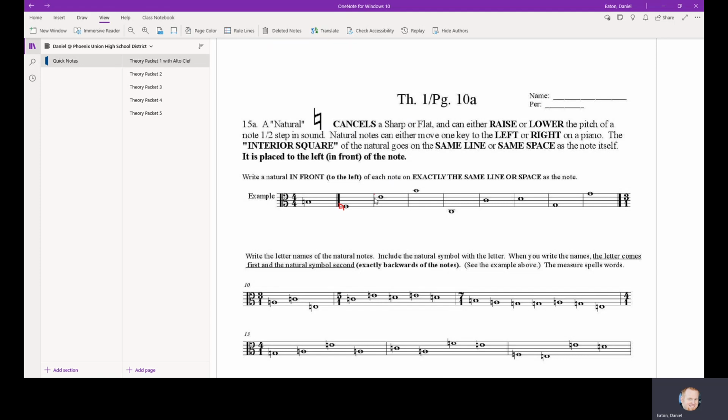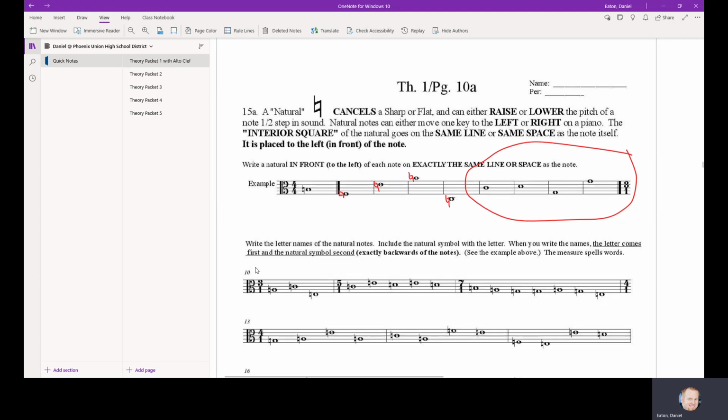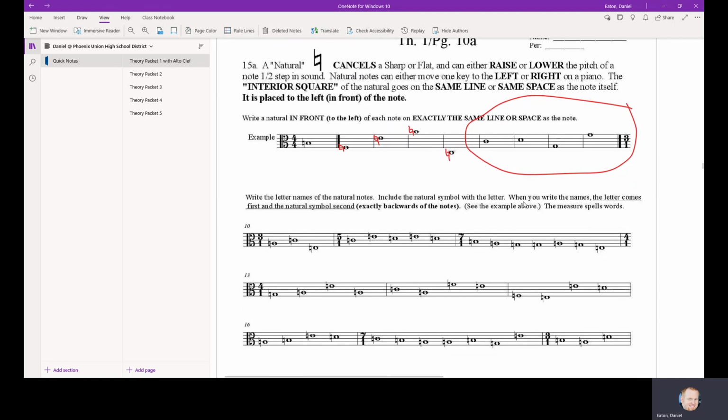Here's my natural sign. L7, L7, and so on. I'll let you guys finish the rest of these. Pretty easy to do. The letter names of the natural notes include the natural symbol with the letter. When you write the names, the letter comes first and the natural symbol comes second, exactly backwards to the note.